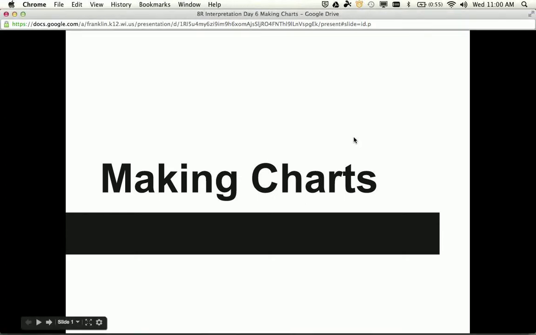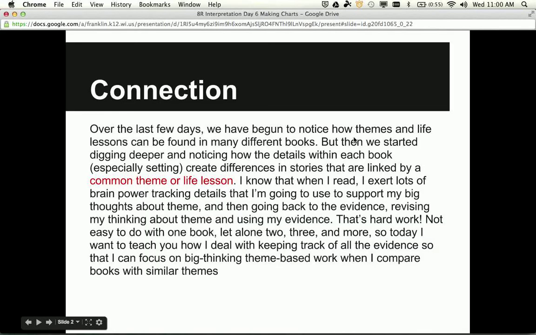Hi, today we're going to talk about making charts. Over the last few days, we've begun to notice how themes and life lessons can be found in many different books. But then we started digging deeper and noticing how the details within each book, especially the setting, create differences in stories that are linked by a common theme or life lesson. We had talked about previously that the theme in Crow Call and Fox were the same, but that the settings made the stories completely different.